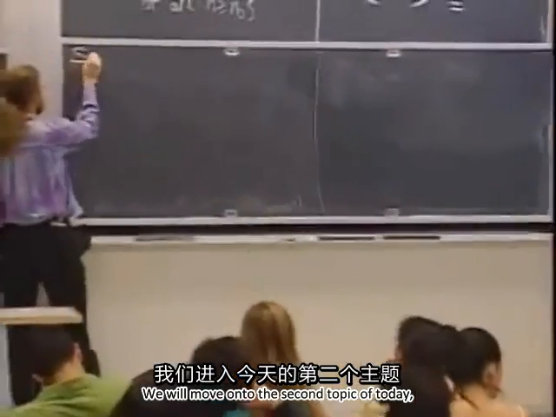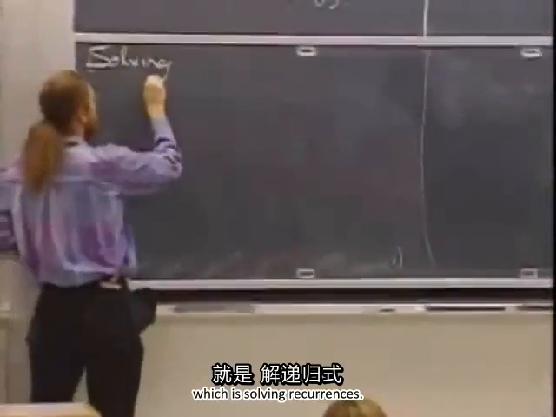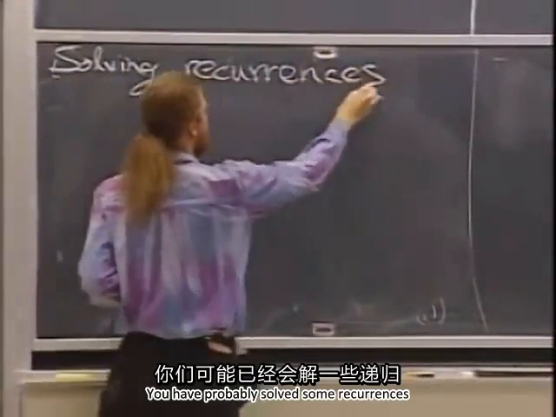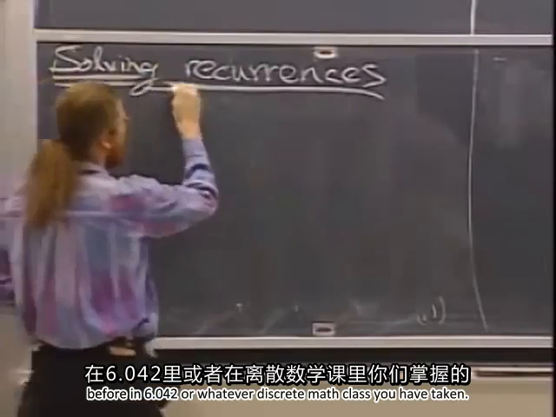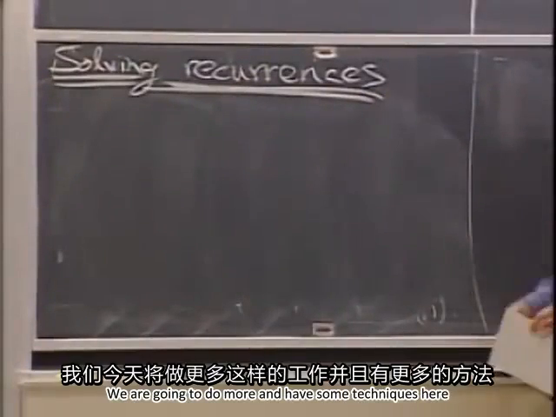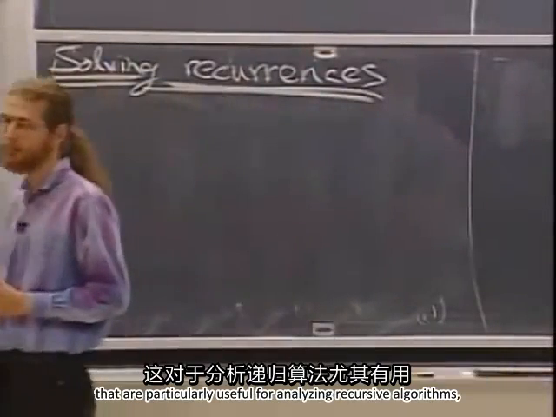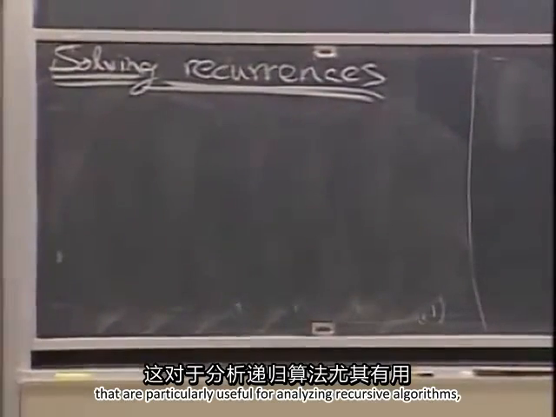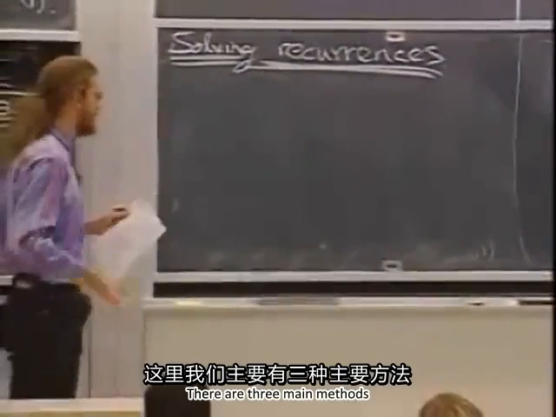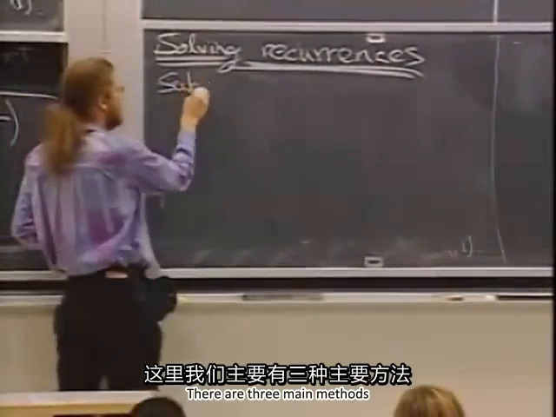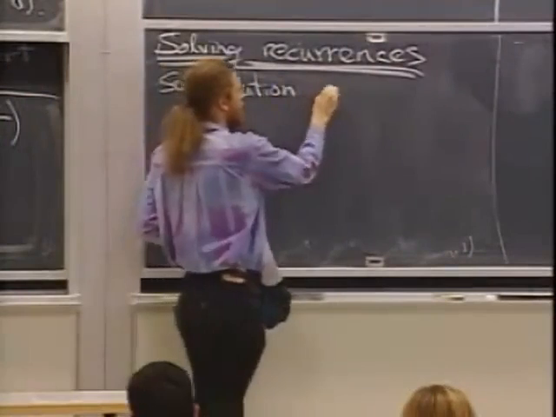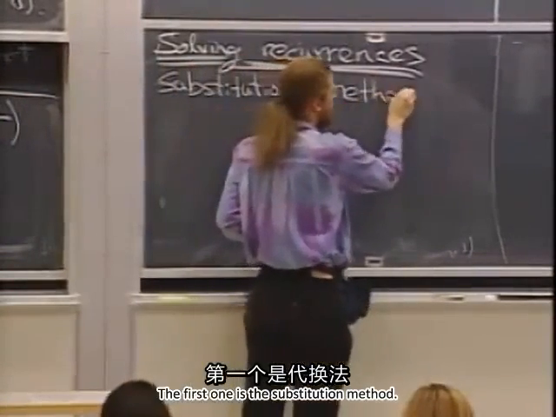So we'll move on to the second topic of today, which is solving recurrences. You've probably solved some recurrences before in 6042, whatever discrete math class you've taken. We're going to do more and have some more techniques here that are particularly useful for analyzing recursive algorithms. We'll see that mostly on Wednesday. There are three main methods that we're going to use for solving recurrences. The first one is the substitution method.